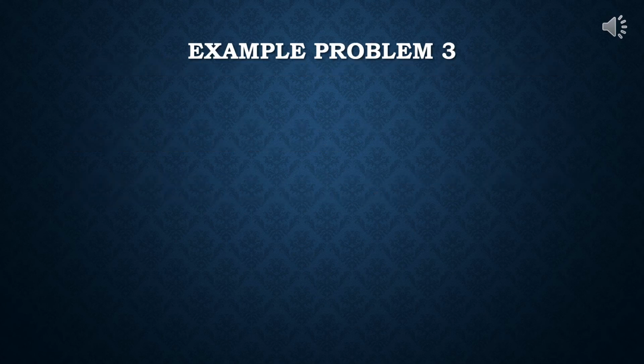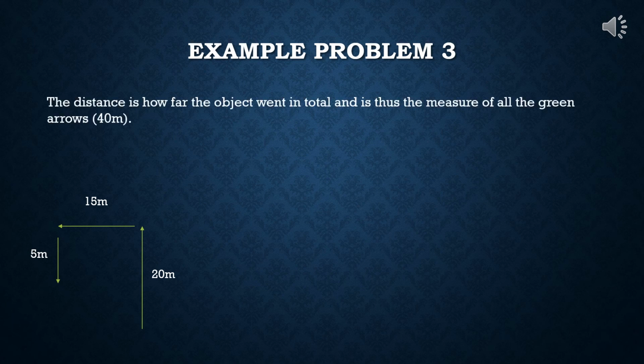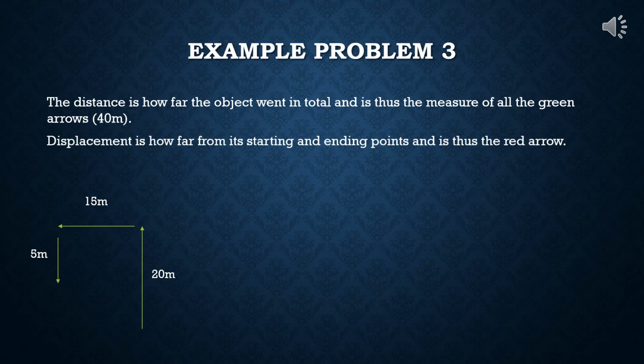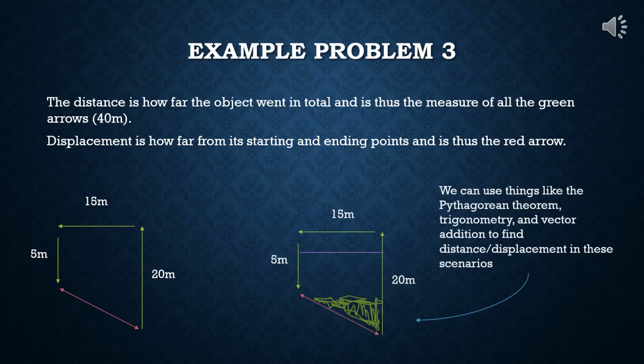We remember an object traveled 20 meters north, 15 meters west, and then 5 meters south. Our distance, we recall, was 40 meters, since distance is how far the object has traveled in total. Displacement, though, is how far it has gone from its starting and ending points, and is thus the slanted red vector between the points where the object began and ended. To find this displacement, we could use things like vector addition, the Pythagorean theorem, or even trigonometry, though these concepts can be found in separate videos.